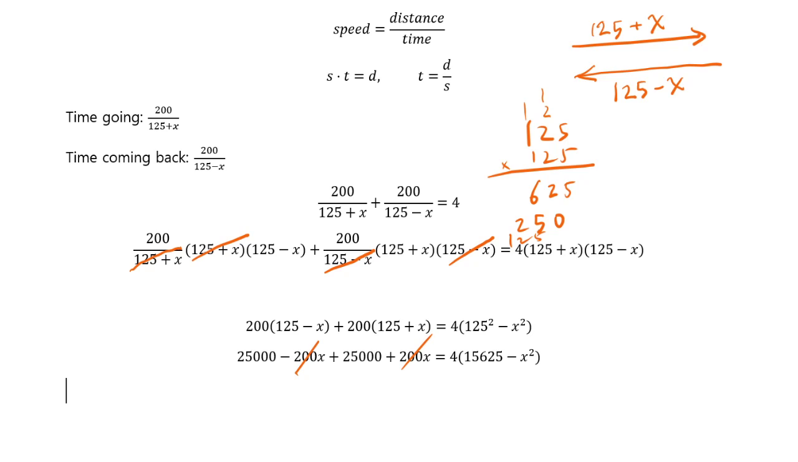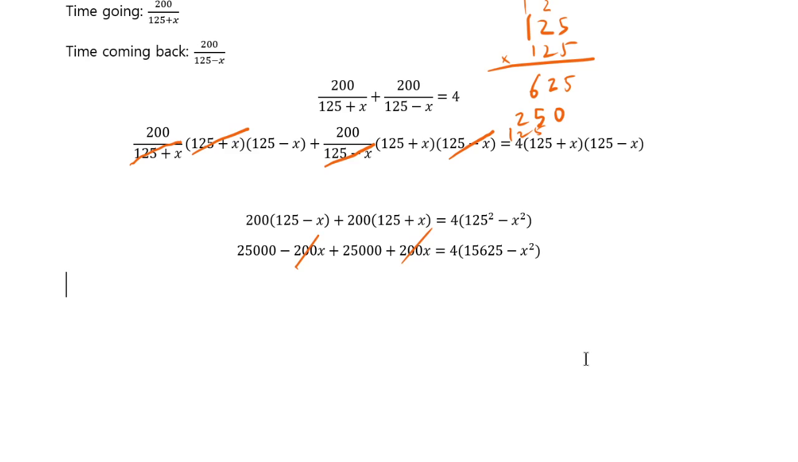And the resulting equation is 50,000 equals 4 times (15,625 minus x squared). And then if you divide by 4, this is 12,500 equals 15,625 minus x squared. Let's move the negative x squared to the left side and subtract this to the right side.